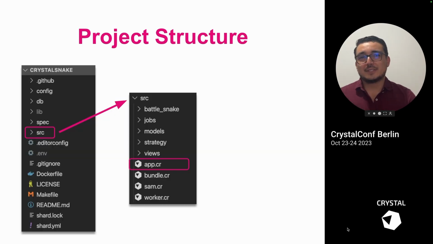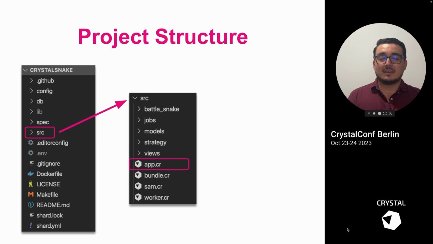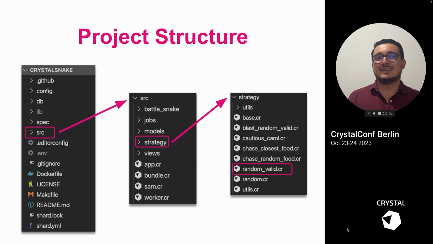A quick overview of the project structure. That snippet of code lives in the app.cr in the source folder. It's a very simple and small web server implementation. And the devil is in the details, I would say, because all the logic lives elsewhere.